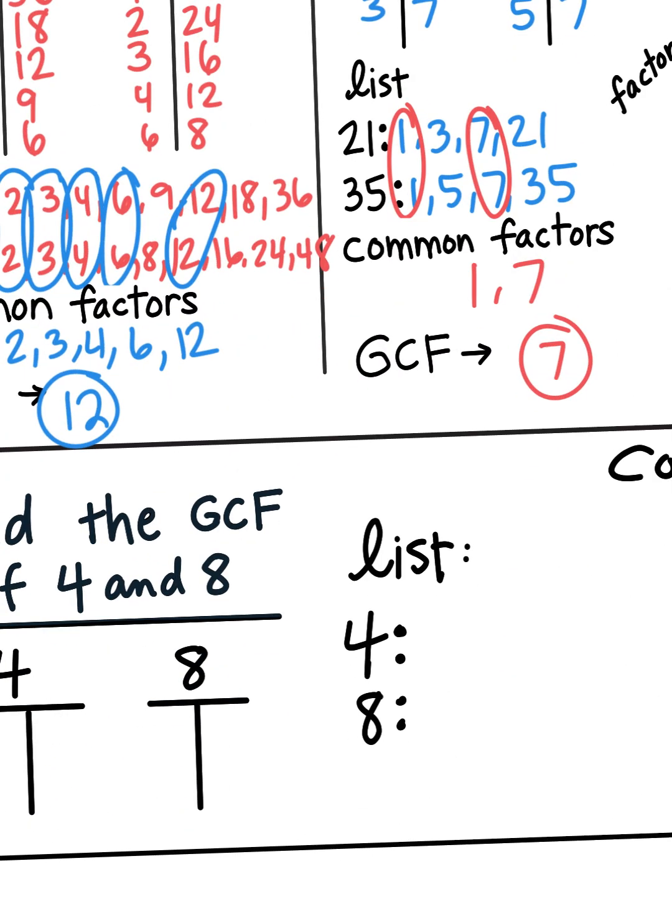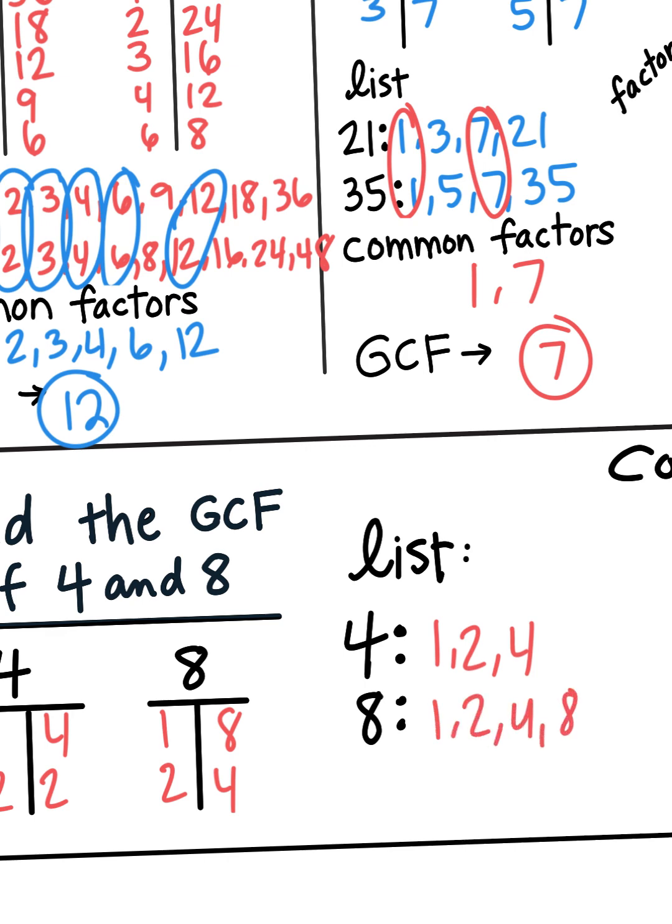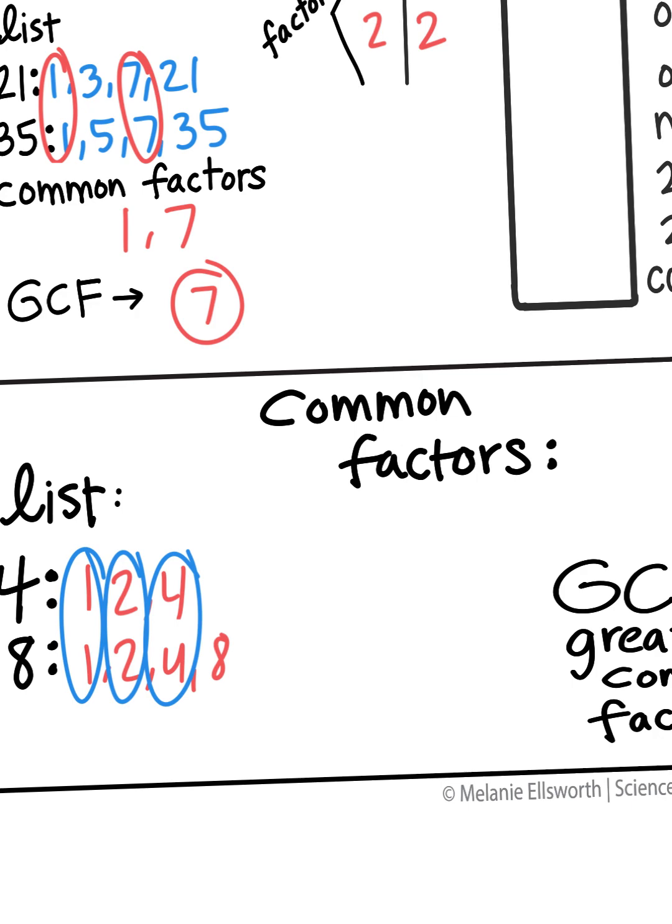We're going to find the GCF of 4 and 8. My factors for 4 are 1, 4, 2, and 2. My factors for 8 are 1, 8, 2, and 4. T-chart method. List them all out. I have 1, 2, 4. I have 1, 2, 4, and 8. Now I will identify all of my common factors. So I have 1, 2, and 4. But the GCF is 4.